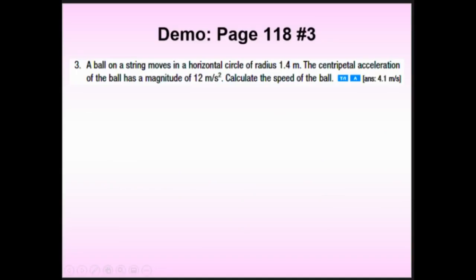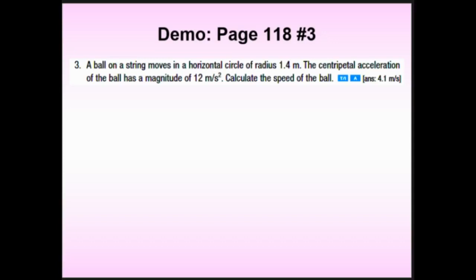Okay, another one. This time you're asked for the speed of rotation of the ball. A ball on a string moves in a horizontal circle of radius 1.4. That's how big it is. It's being pulled in with a centripetal acceleration of 12 meters per second squared. How fast could it be going? Which equation do I use? Equation 1, equation 2, or equation 3 from today? Equation 1, the easy one.